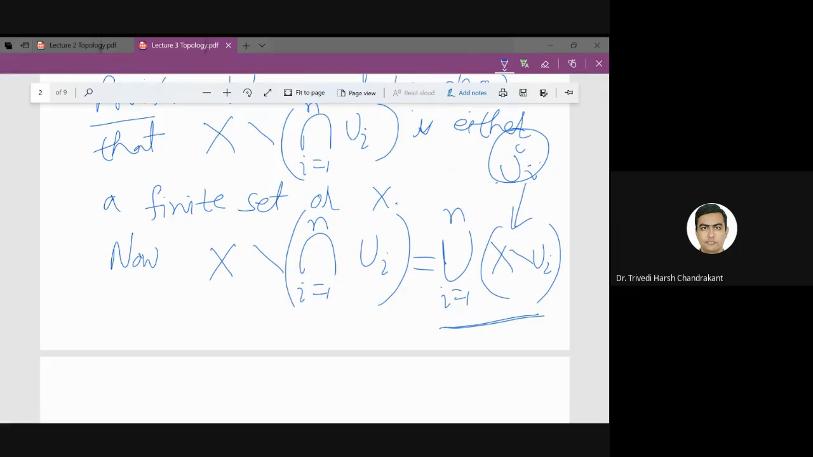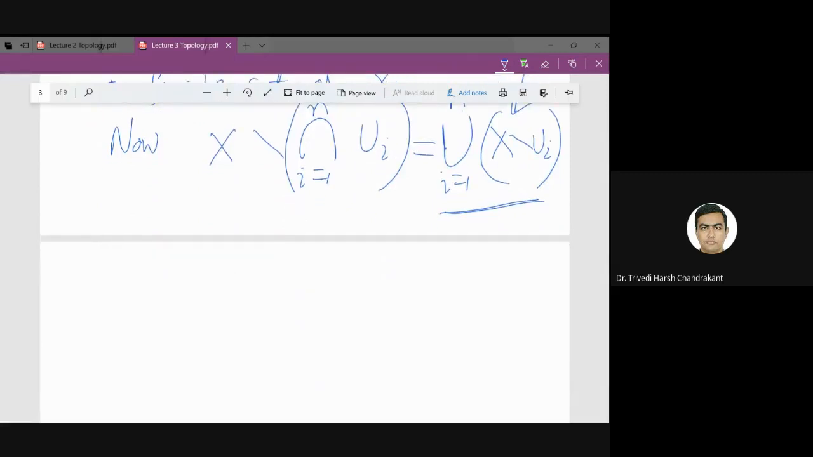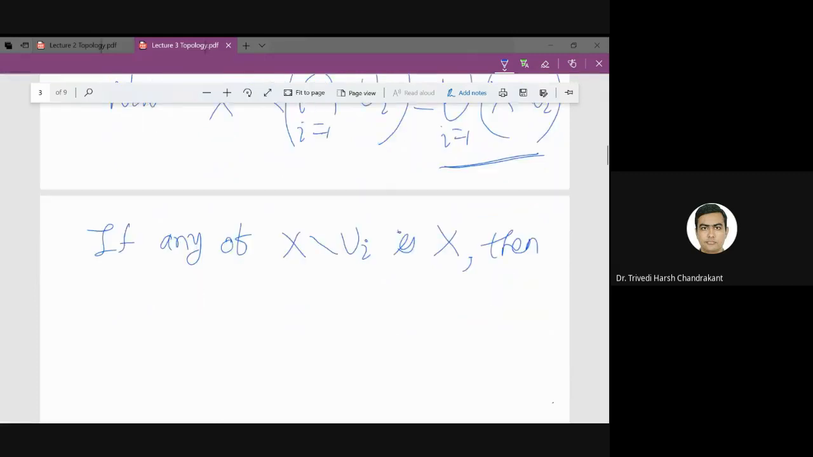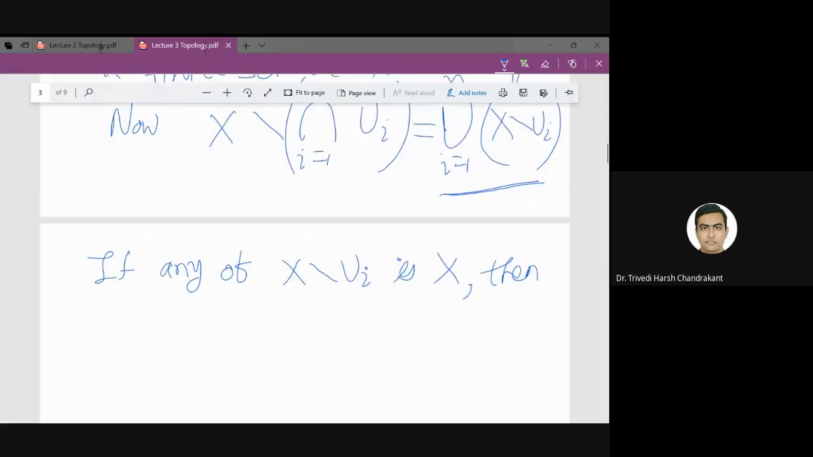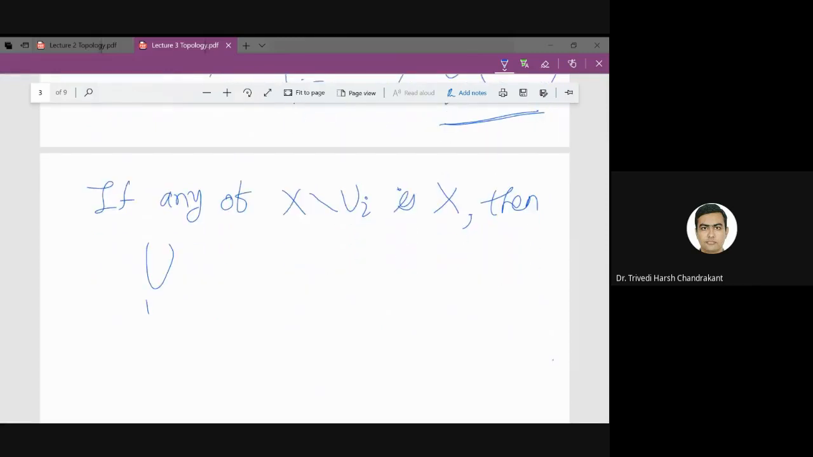So now there are two cases. The first case is that if any of x minus ui is whole x, then what will we get? Then the union of this will be what?